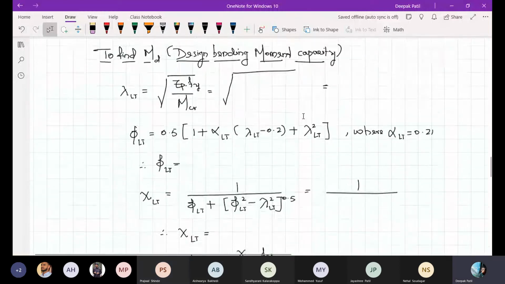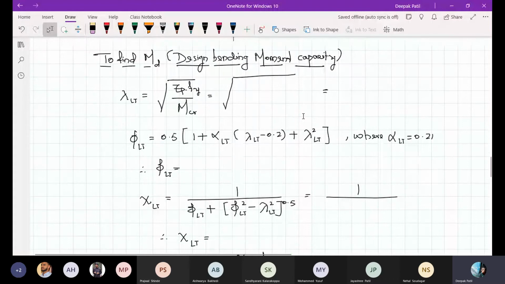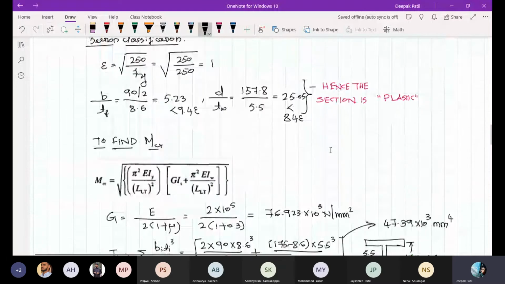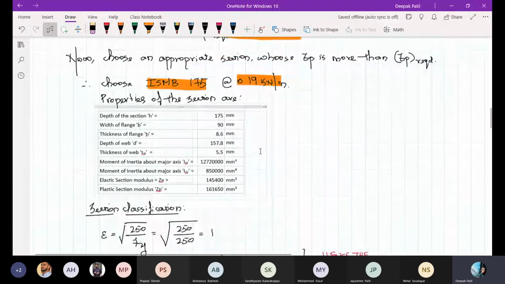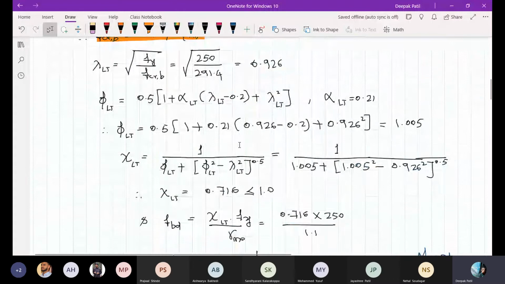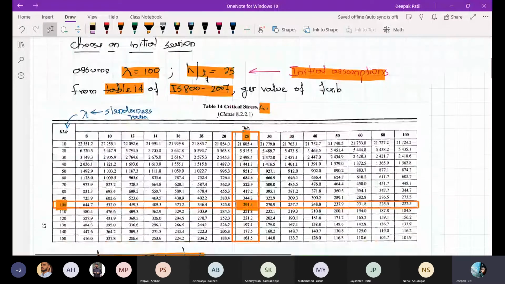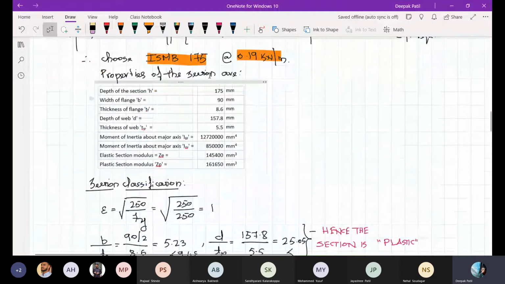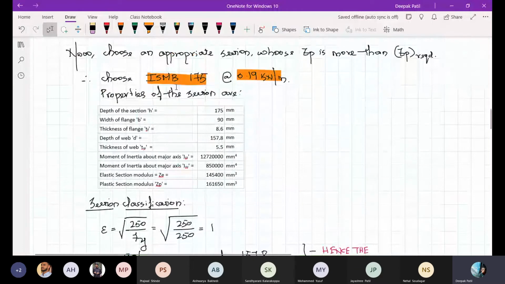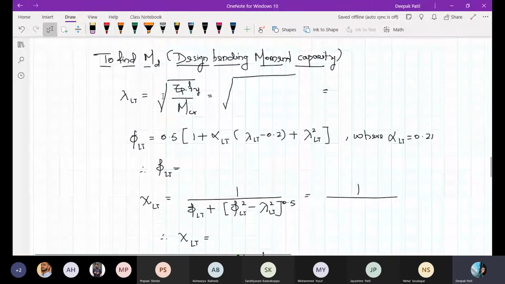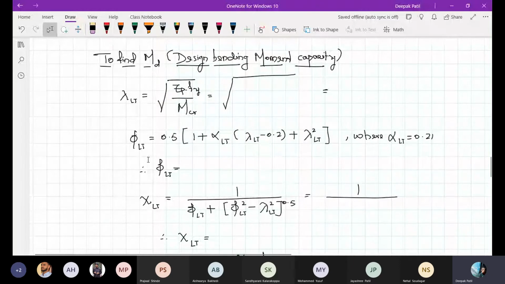So we'll proceed further. Next, I want to calculate the design bending moment capacity, that is the Md. To calculate that, I need to first calculate a few more factors. All these factors I have already calculated here, but they are for the basic assumption of lambda equal to 100 and h by tf equal to 25. They are not for the section which I have chosen, which is ISMB 175. For this section, I have to once again calculate all these parameters of lambda LT, phi LT and xi LT. So let us do that.